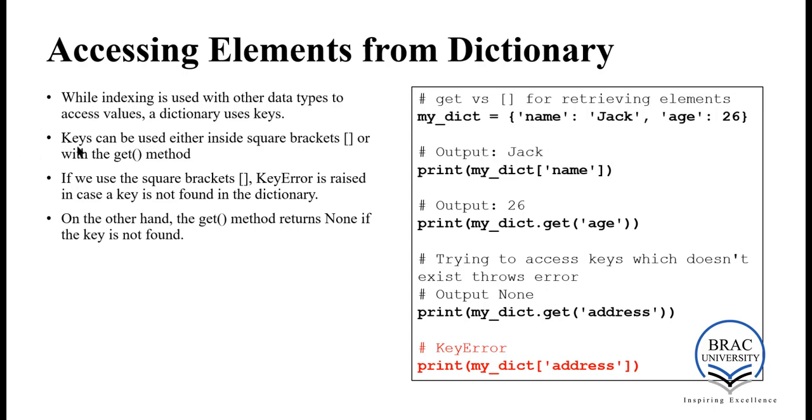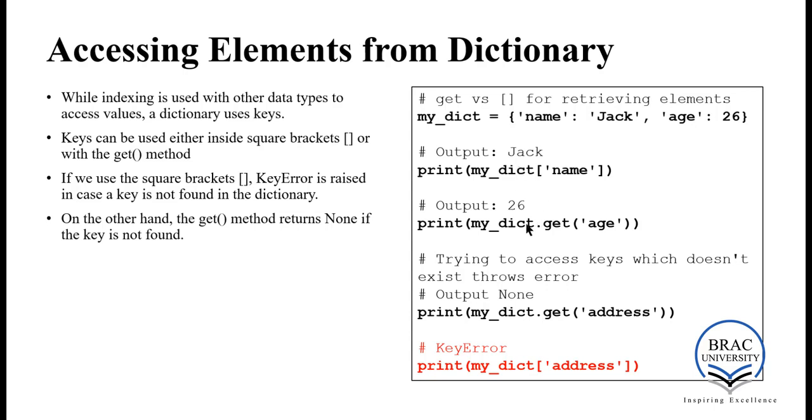So there are actually two different ways to retrieve the value. The first one is the square bracket and the second one is the get method. You can just write mydict dot get, and in brackets you just need to write the key. For mydict dot get age, that means you are trying to retrieve the value of age, which is 26. The output will be 26, but there is a bit of difference between these two methods.